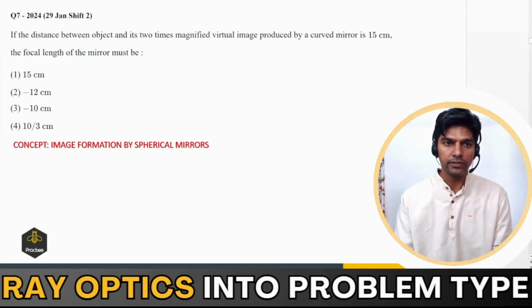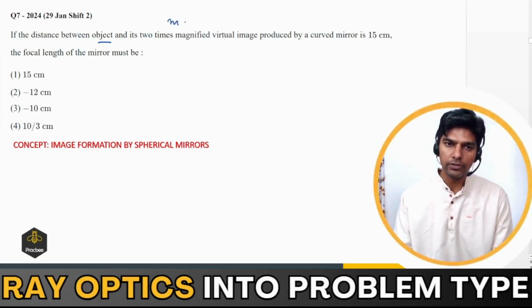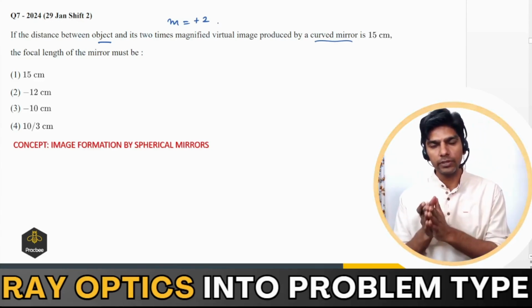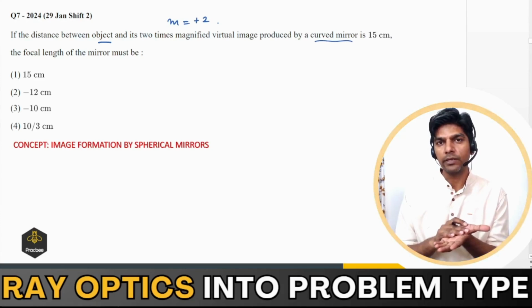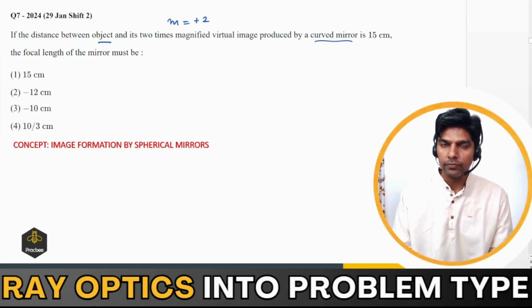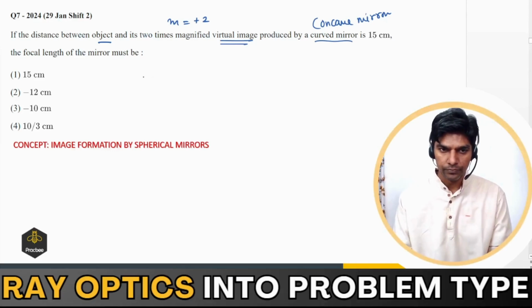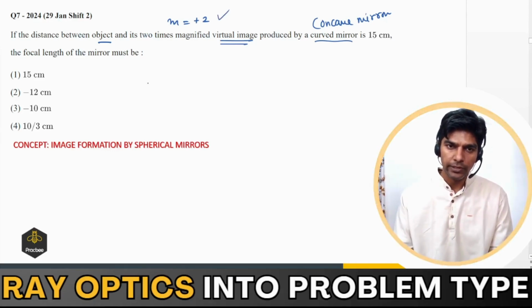If the distance between the object and its 2 times magnified virtual image, so magnification is given as 2, produced by the curved mirror is 15 centimeter, the focal length of the mirror must be, okay, right? So we get a magnified image only in case of a concave mirror, right? Because in case of a convex mirror, we'll get a diminished image. So we are getting a magnified image, so it is a concave mirror, and it is a virtual image, right? And the object must be placed between the focus and the pole. So magnification will be positive only.